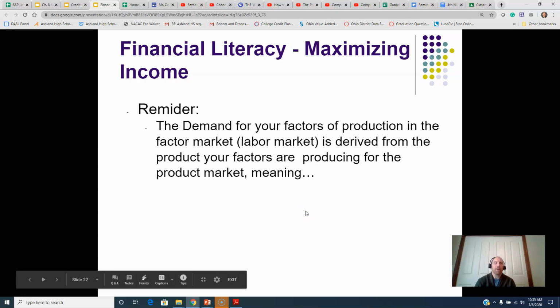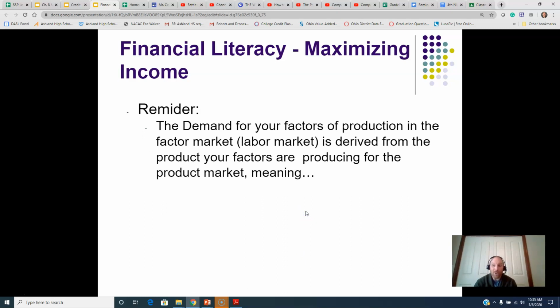So again, there's no magic bullet to this. That's the key to maximizing your income. Find out what you would be good at doing. Find out what you would enjoy doing, and then become good at doing it. And you will gain a comparative advantage. You will maximize your income.